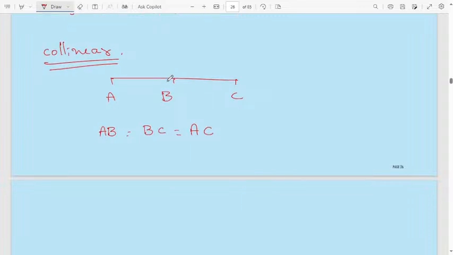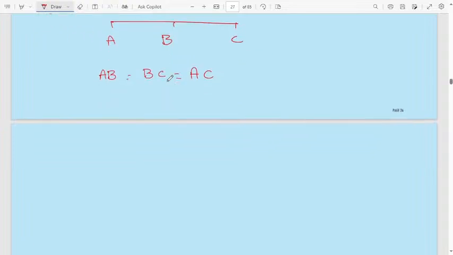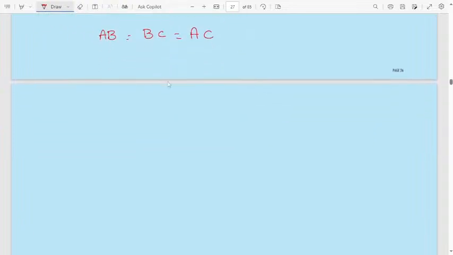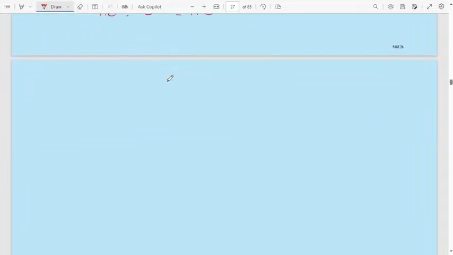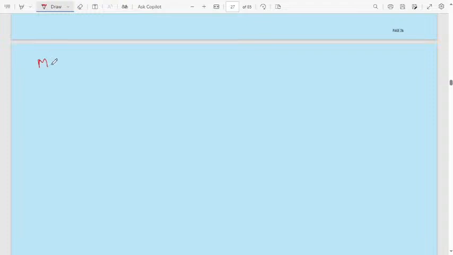Then I still have to add to this coordinate geometry. Next class I will add. Next, midpoint. To find the midpoint we will use the formula (x1 plus x2) divided by 2, then (y1 plus y2) divided by 2.